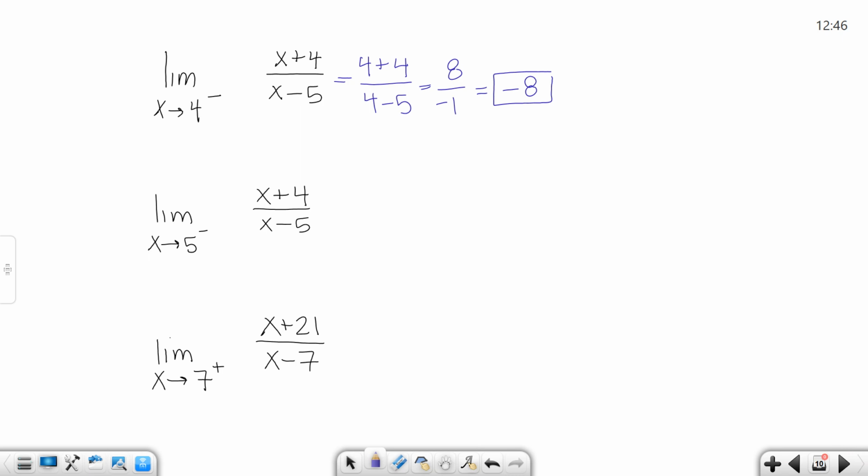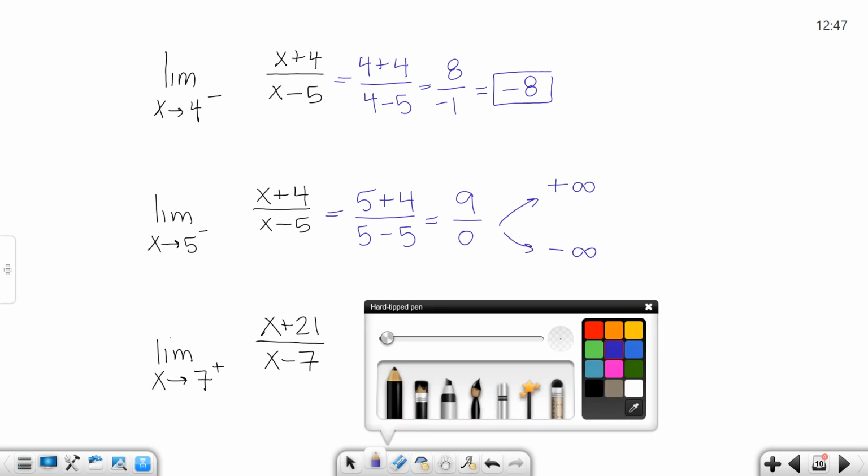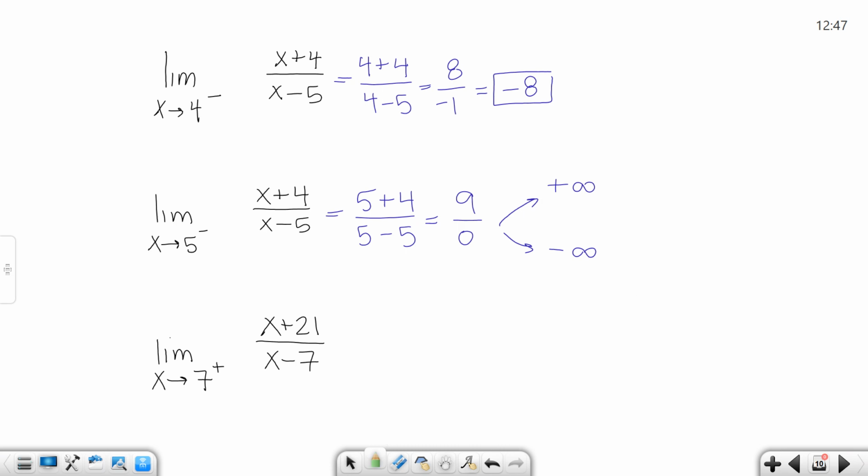In my next one, I'm going to plug in the number 5, straight up 5. 5 plus 4, 5 minus 5. Okay, so that gives me 9 over 0. In a one-sided limit, that means it's either going straight up or straight down. 50-50 shot at getting it. So what I have to do is decide which side of 5 I'm going to plug in. So I'm going to plug in on the left side of 5.